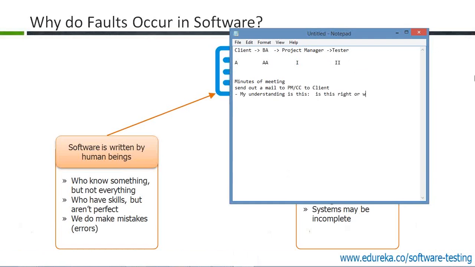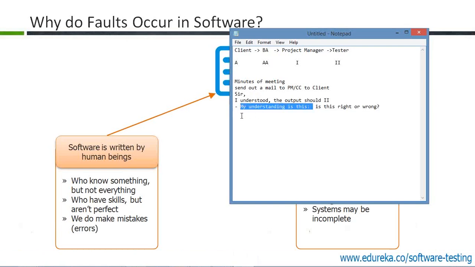Is this right or wrong? You got it? So what is your understanding? Understood. Narrate it. I understood the output should be I. Okay, I'll tell you why you are CCing the client. So you are saying, send out a mail to the PM saying, sir, my understanding is the output should be II, and now you're asking, is this right or wrong?